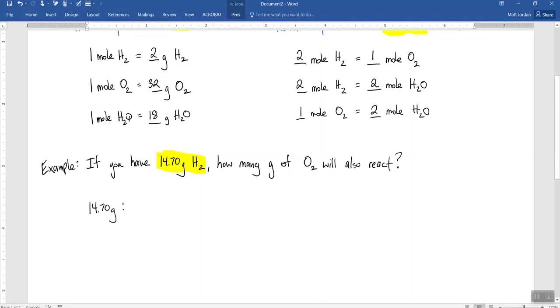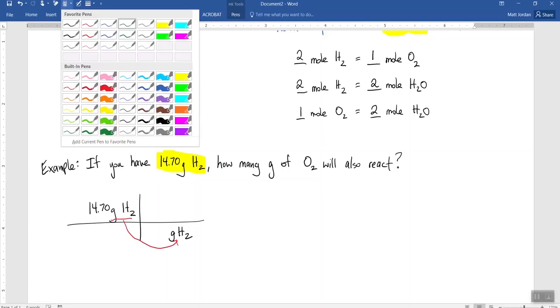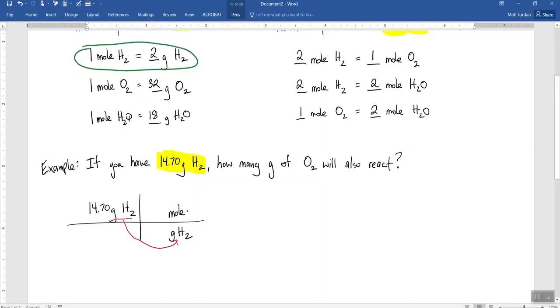14.70 grams of hydrogen. Okay, we're going to make our t-table, and then this unit here is going to be moved down here, just like we always do. Okay, and I want to go to only one conversion here that actually has grams of H2 in it. So let's circle that. Okay, grams of H2. And so its corresponding unit is moles of H2. So let's go to moles of H2. Okay, that's the other unit on the other side of this equality.